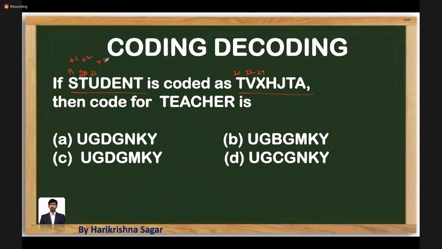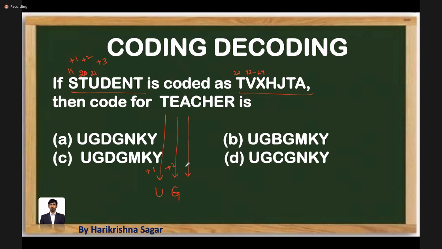It is increased by 3. So what's happening? Each and every alphabet is increased by natural numbers. What is the code for TEACHER is the question. So the first one should be increased by 1. T plus 1, that is 21, and 21 should be U. E plus 2: E is going to be the 5th, 5 plus 2 is the 7th, and the 7th is nothing but G.